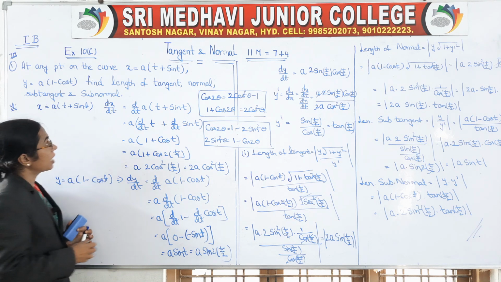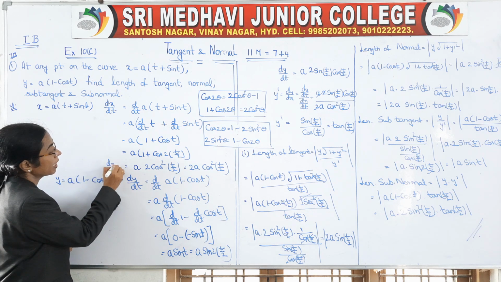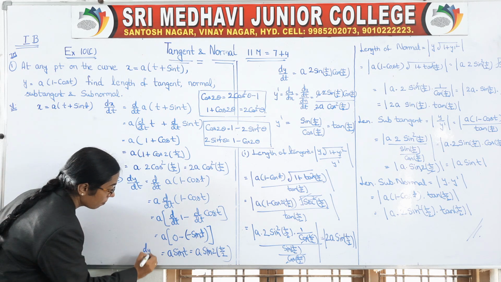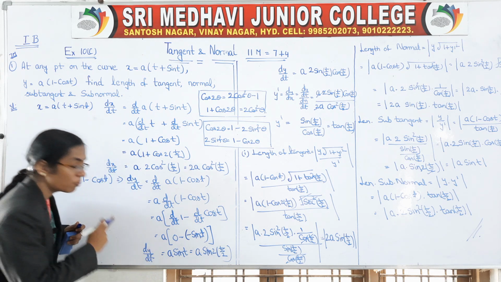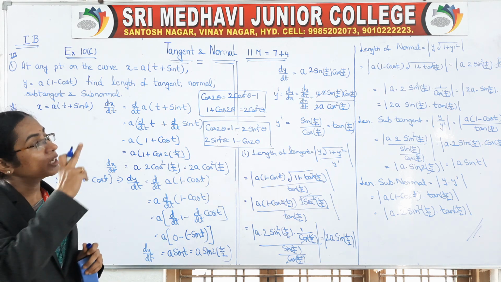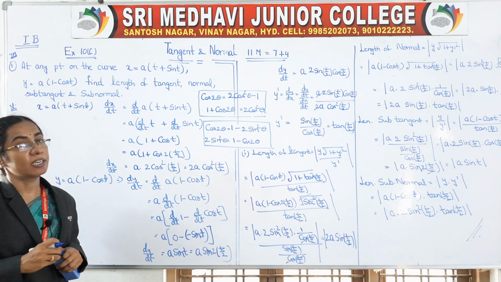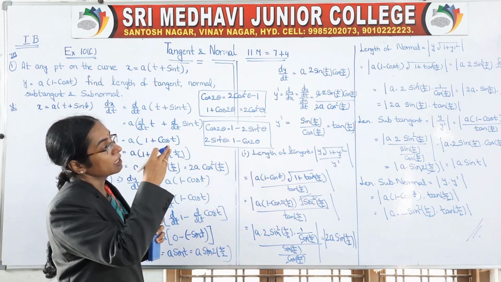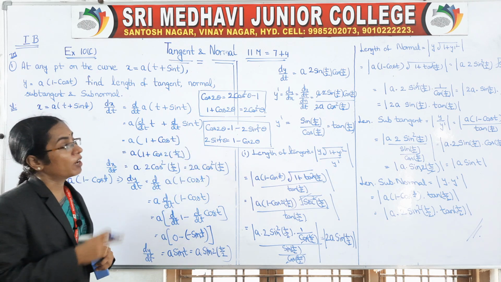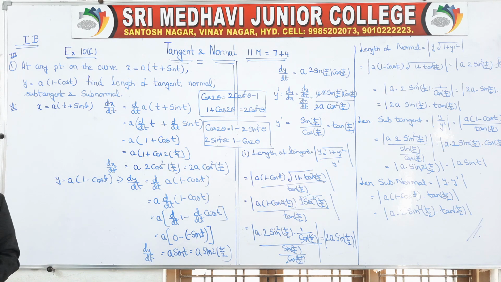Once you got dx by dt, right? So this is your dx by dt, right? And this is your dy by dt. So once we got these 2 values, we want dy by dx. So dy by dt by dx by dt we have to find. Okay, so dt will get cancelled. With that we got tan of t by 2. So y dash value, once we got it, then you take your length of the tangent.